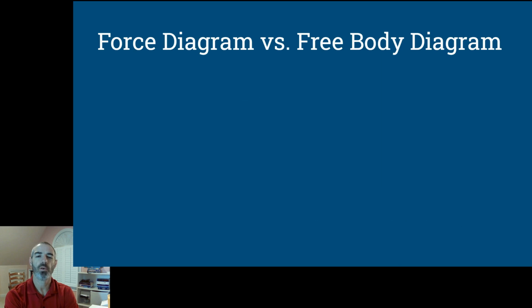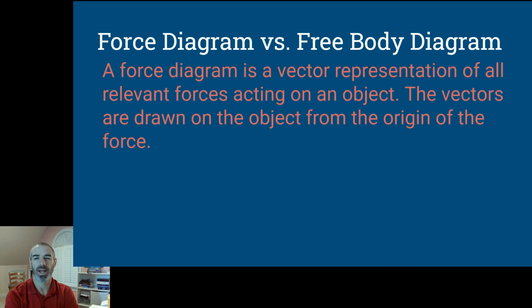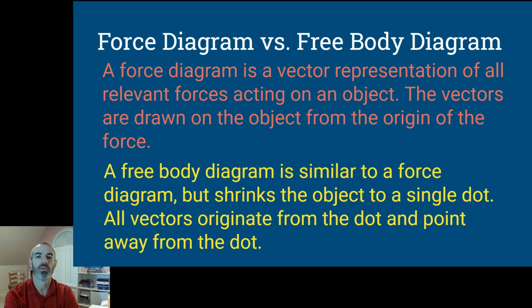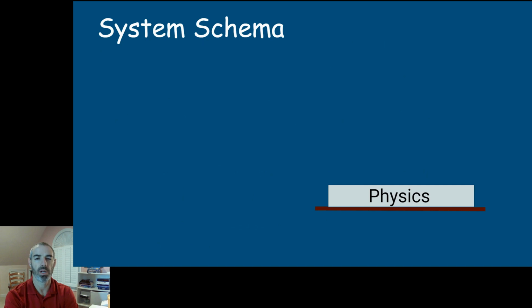So we're going to draw force diagrams and free body diagrams. At some point, we're going to need force diagrams. At other points, we're going to need free body diagrams. A force diagram is a vector representation of all forces acting on an object, drawn from the origin of the force on the object. A free body diagram is similar, but it takes that object and shrinks it to a single point. So let's start with a system schema.